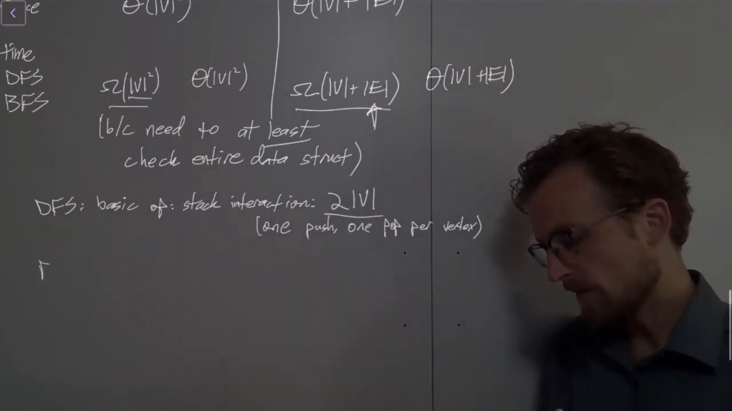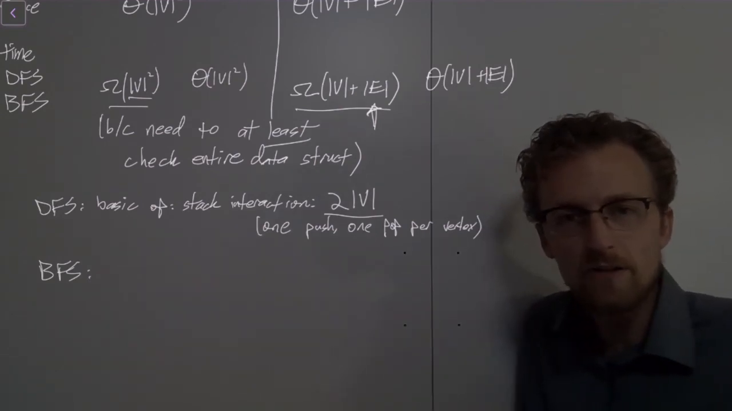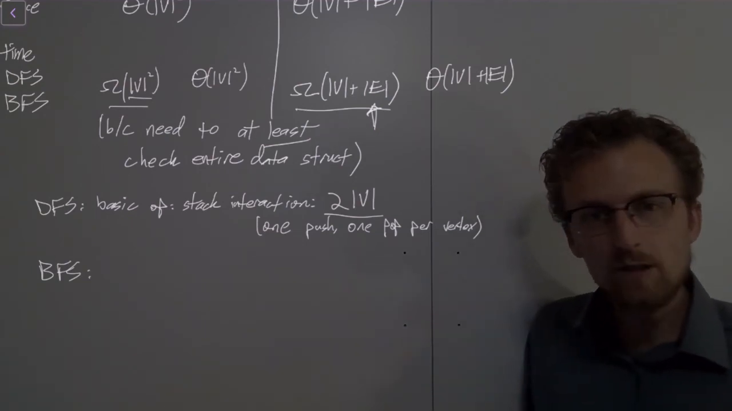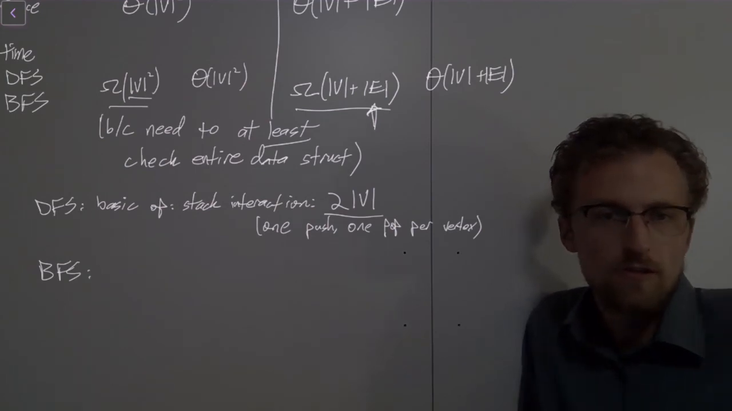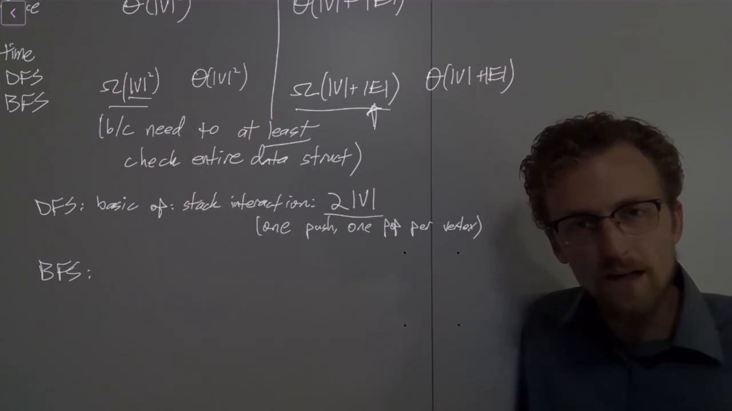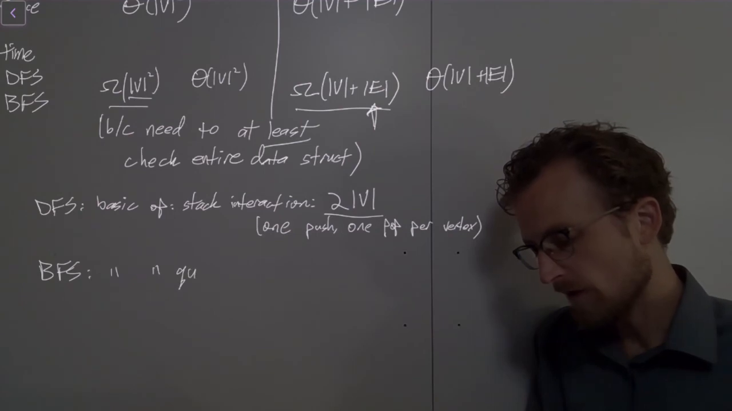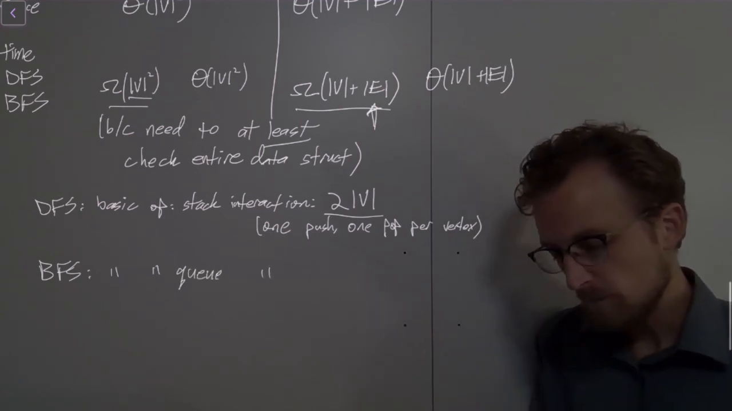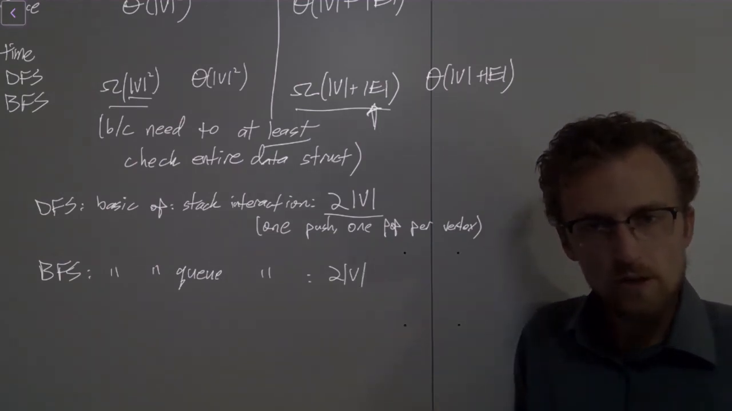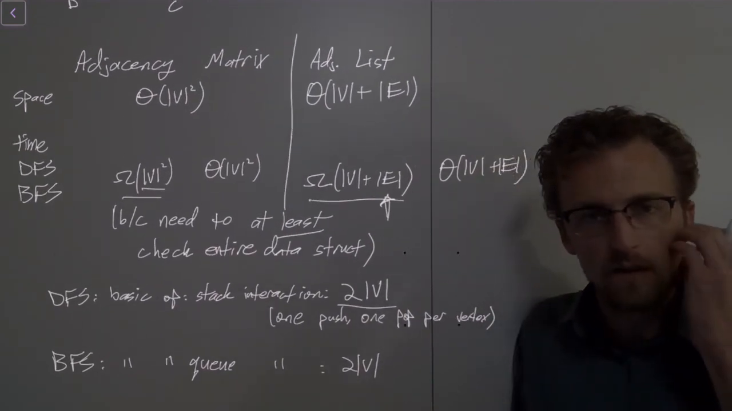Okay, so in BFS, what's the basic operation? Well, it's queue interactions. The queue, again, is a linear data structure, and it costs constant time to enqueue something, constant time to dequeue something. So the question is how many times do we enqueue and dequeue? Well, we enqueue and dequeue every single vertex once, right? So again, we have exactly 2 times the size of the vertex set queue operations. So the same analysis says that BFS can't be any slower than order V.